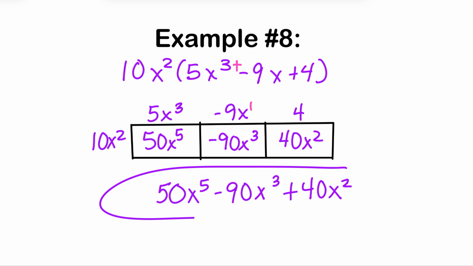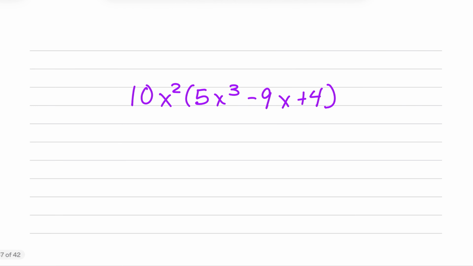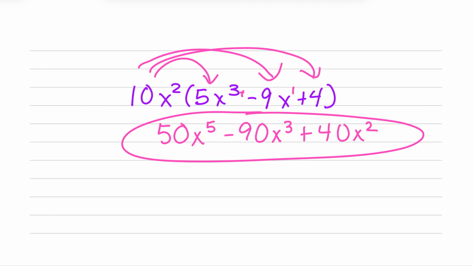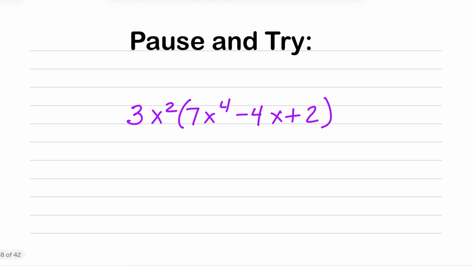We're going to use the same problem and arrows this time. So 10x squared times 5x cubed gives us 50x to the fifth. 10x squared times negative 9x gives us negative 90x cubed. 10x squared times 4 is going to give us 40x squared. Okay, please pause and try.